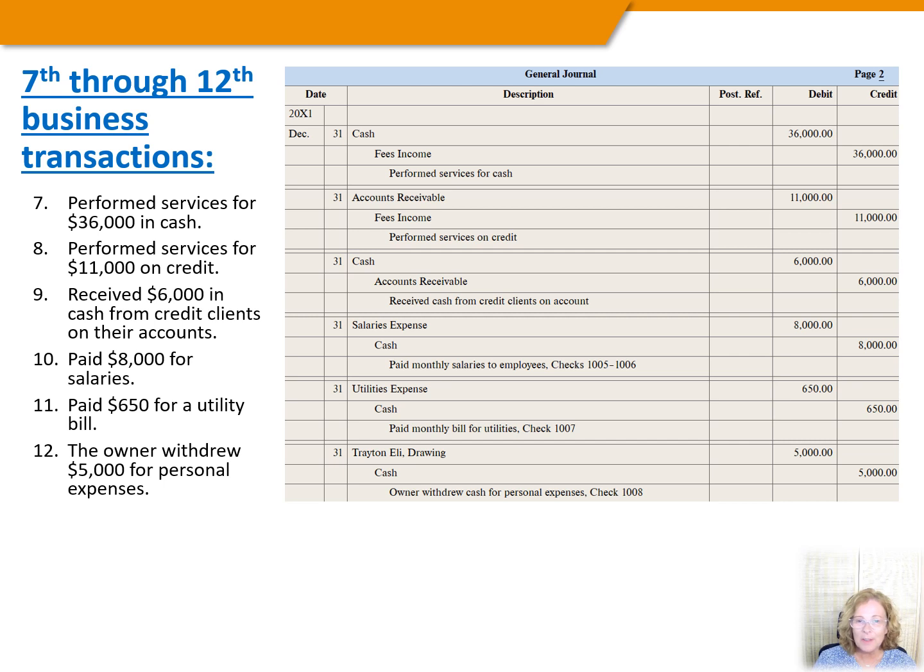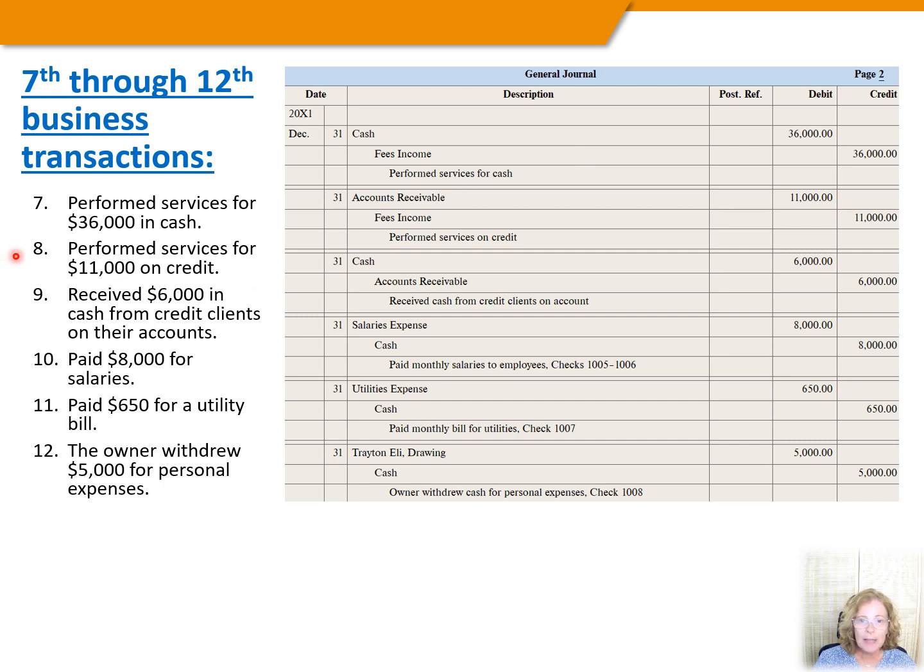These next 6 business transactions and journal entries are for revenue, expenses, and a withdrawal transaction. For the 7th transaction, Eli's Consulting performed services for $36,000 in cash, which means that we need to increase cash, which we do with a debit of $36,000. Our fees income also increased, and revenue increases with credits. Therefore, we record a credit to fees income.